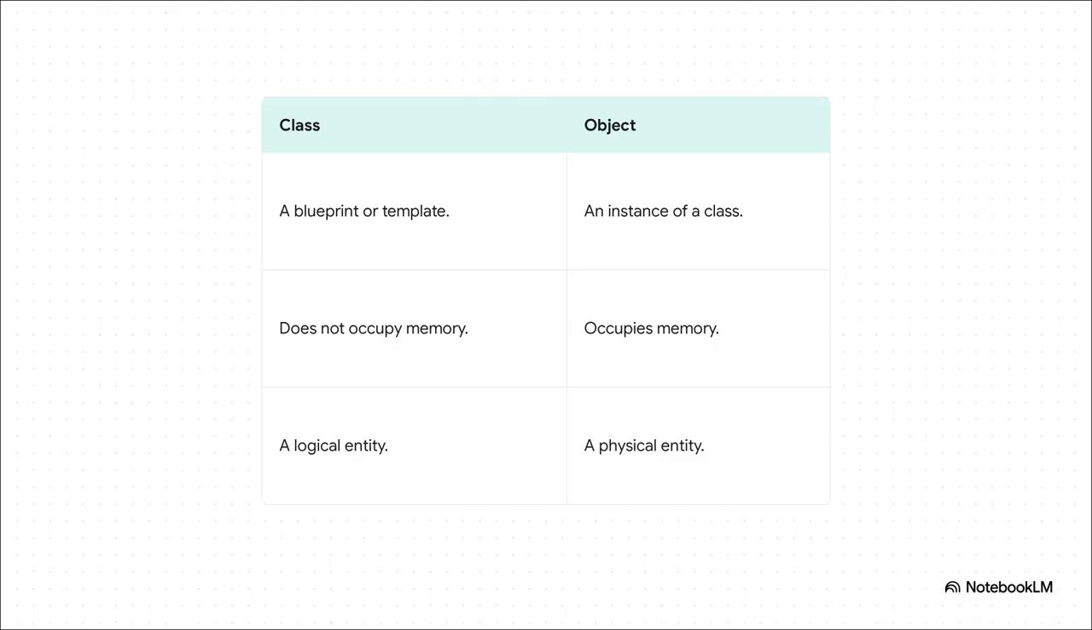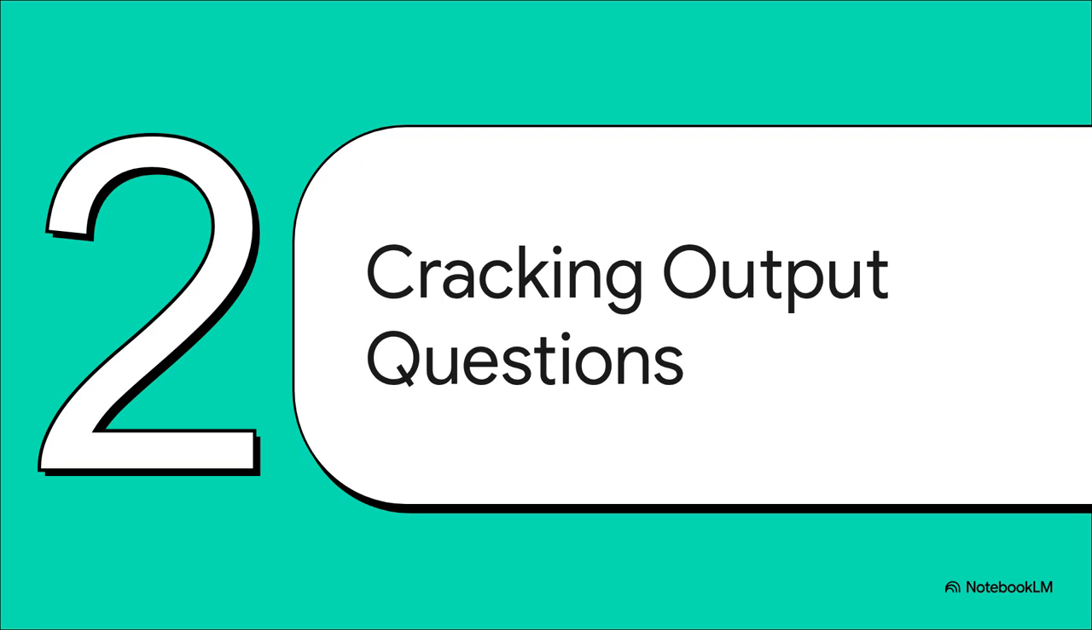This slide nails the difference between a class and an object. The easiest way to think about it is this. A class is the blueprint for a car. It defines everything about a car, but it isn't a car itself, right? An object is the actual car that you build from that blueprint. It exists in the real world, and it takes up space. All right, let's move on.